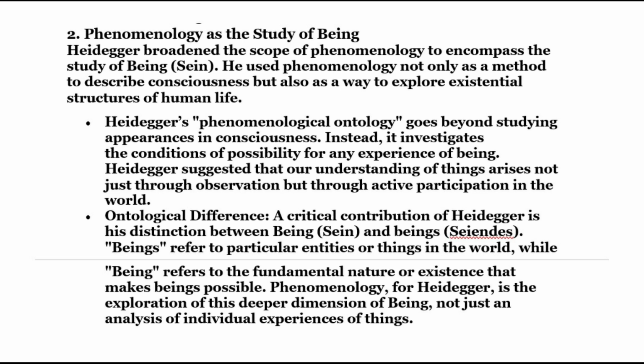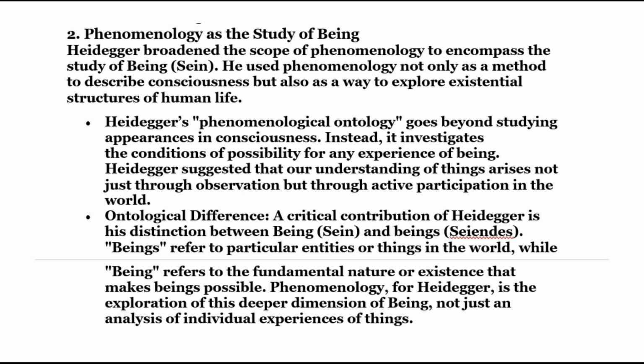Heidegger broadened the scope of phenomenology to encompass the study of being. He used phenomenology not only as a method to describe consciousness, but also as a way to explore essential structures of human life. Heidegger's phenomenological ontology goes beyond studying appearance in consciousness. Instead, it investigates the conditions of possibility for any experience of being. Heidegger suggested that our understanding of things arises not just through observation but through active participation in the world.